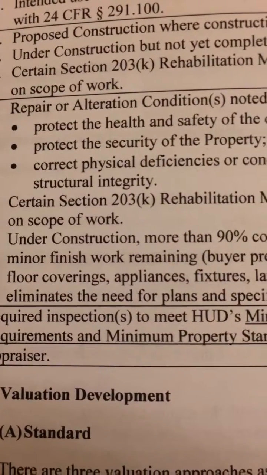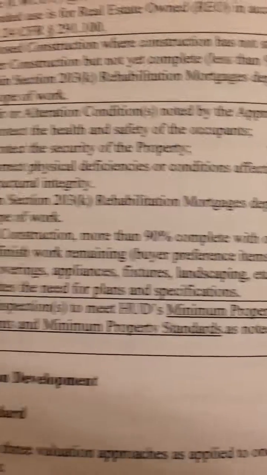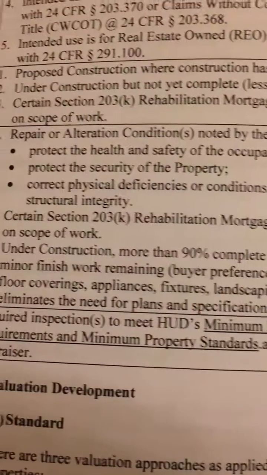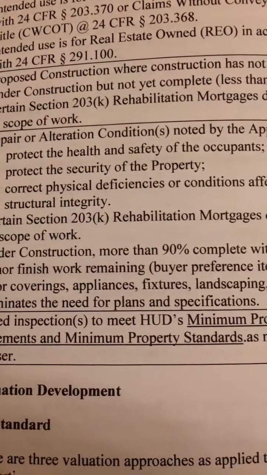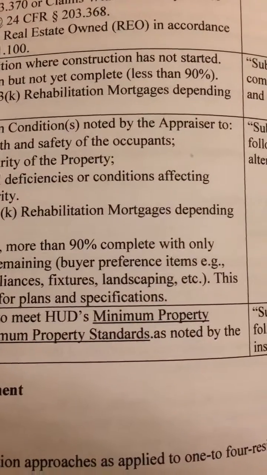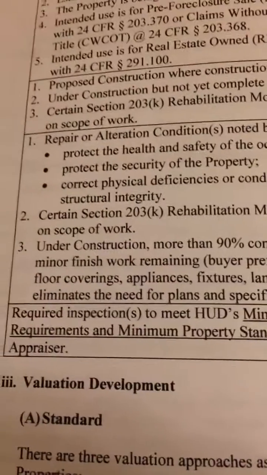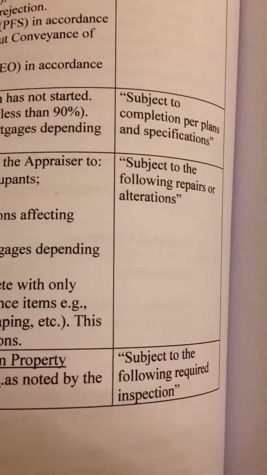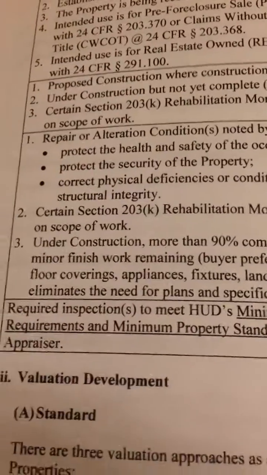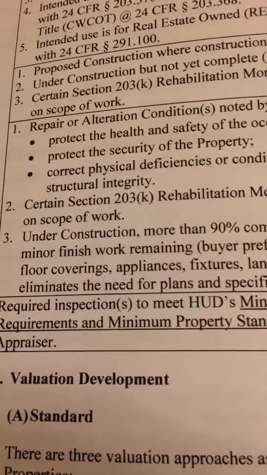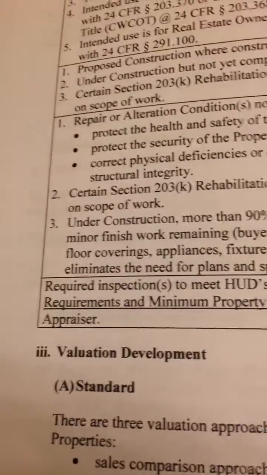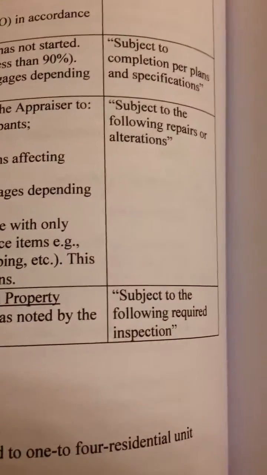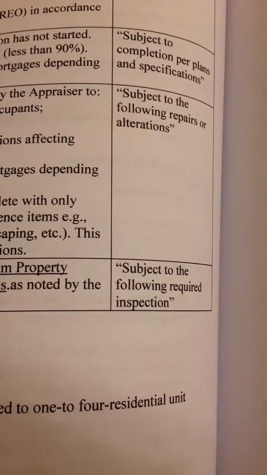3. Under construction, more than 90% complete with only minor finish work remaining. Buyer preference items, for instance, floor coverings, appliances, fixtures, landscaping, etc. This eliminates the need for plans and specifications, subject to following repairs or alterations. Required inspections. To meet HUD's minimum property requirements and minimum property standards as noted by appraiser, subject to the following required inspection.